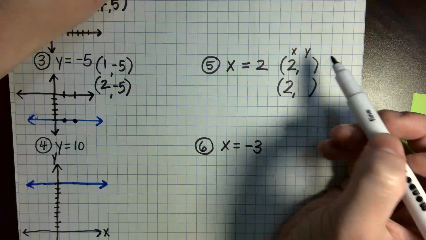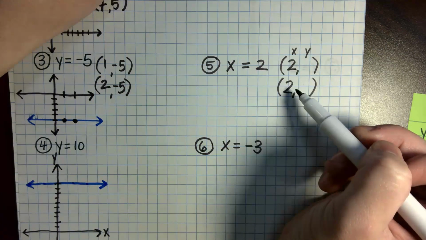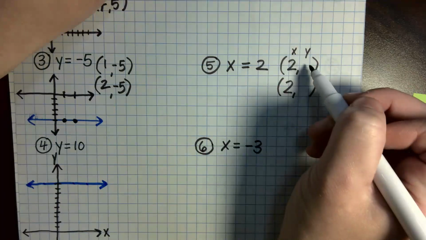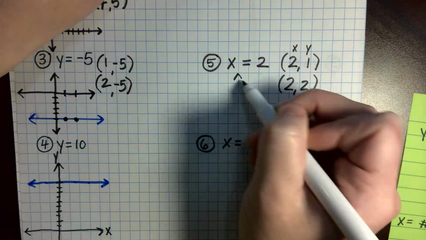Okay. So, when it says x equals 2, it means what it says. X is always 2. And then our y can be anything. So, I don't know, let's just do 1 and 2. Now we're going to draw our graph.